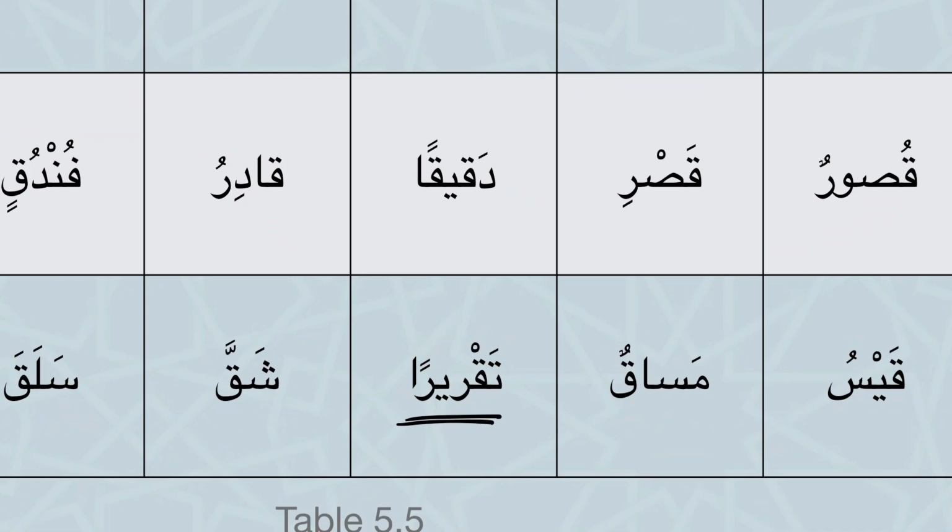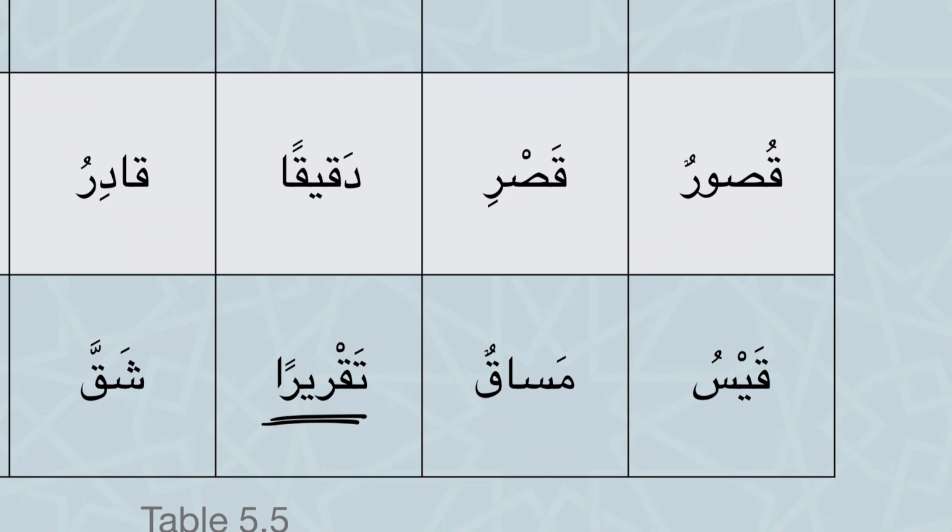Okay. So the next one is mim fatha, and the s has no vowel, but there's an alif, so it's masa, masa. The qaf has tanween dhamma, so it's masaqun, masaqun, masaqun.